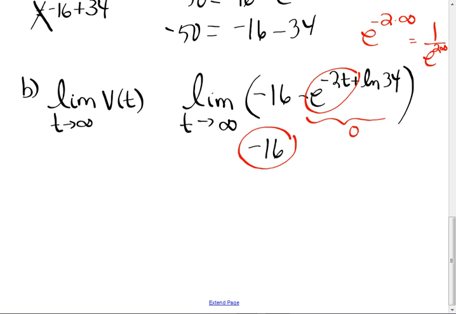Put in 100. e to the negative 200 is 1 over e to the positive 200. This is going to 0. I don't even care about the 34. It's irrelevant. This is what's changing in the red.